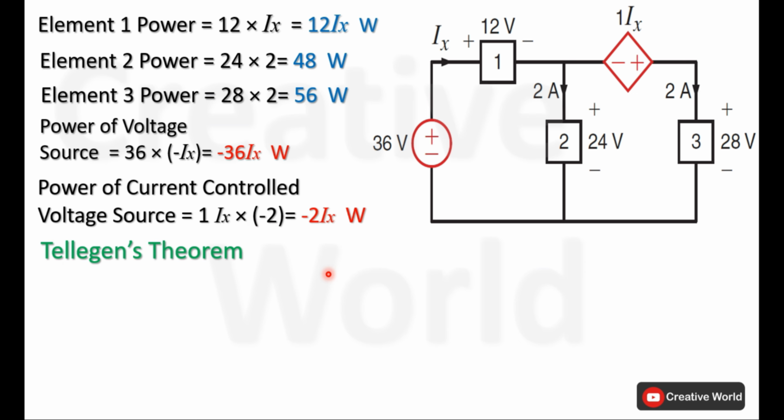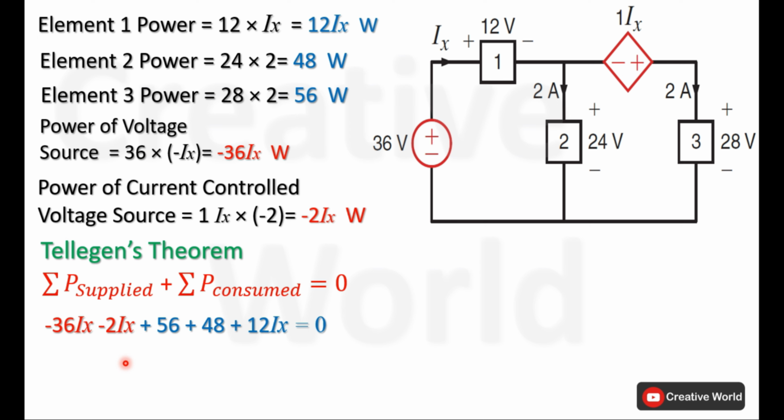Now we will use Tellegen's theorem and place all absorbed and supplied powers inside the formula. The formula of Tellegen's theorem is the summation of all supplied power plus the summation of all consumed or absorbed powers equal to 0. Entering the supplied and consumed powers into the equation, supplied powers are indicated with red color and the consumed or absorbed powers are indicated with blue color. Rearranging the equation by separating constants from variables and doing some mathematics, we got the value of Ix equal to 4 amperes.